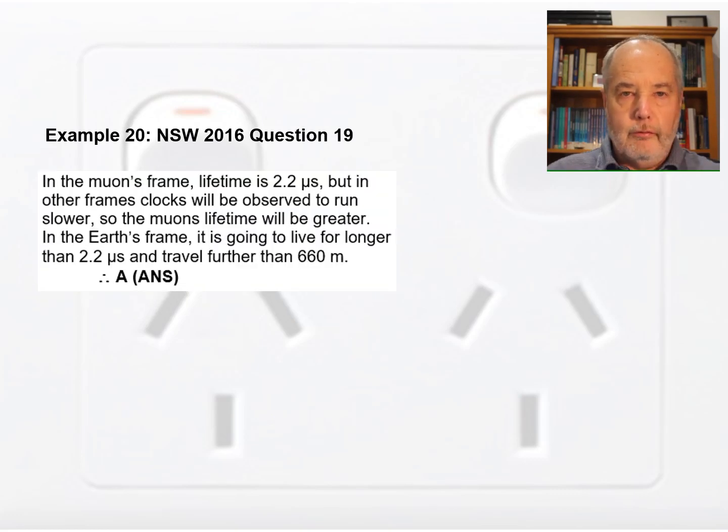In the muon's frame, its half-life is 2.2 microseconds, and it will travel 660 metres. In the Earth's frame, which is the moving frame, the time will be dilated, so it needs to be greater than 2.2 microseconds. Then, because it is greater than 2.2 microseconds, travelling at 0.999c, it is going to travel a greater distance than 660 metres. Therefore, the answer is A.